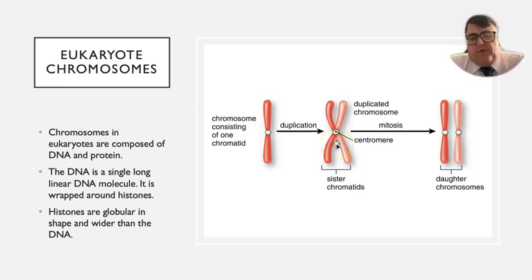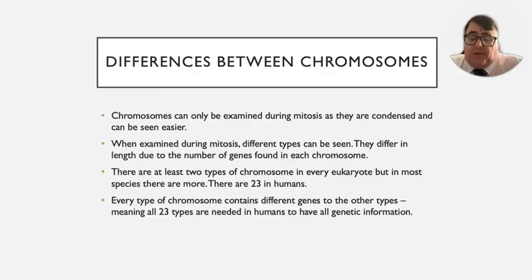We normally label a chromosome as that X shape because that's how they were discovered, and we thought, oh, that's a chromosome. It's only later we discovered they're actually replicated information. But when they're in this state, they're much easier to recognize, and it just so happens that's during mitosis, a type of cell division. When we examine those chromosomes through mitosis, we can see that there are different types. By types, we mean that the chromosomes differ in length because they have a different number of genes on them. We have at least 2 types of every chromosome in every eukaryote, most species more.